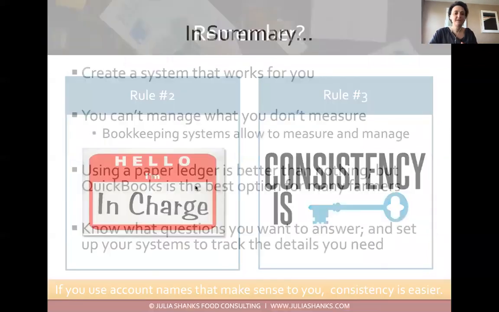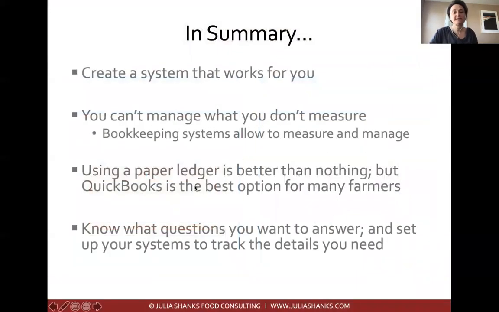So in summary, you want to create a system that works for you. You can't manage what you don't measure. So you can't answer the questions about your business if you have not been tracking, what is your cost of production? Well, what did you sell and how much did it cost you to produce it? You need to be tracking these things. So creating a bookkeeping system allows you to measure so that you can manage your business.